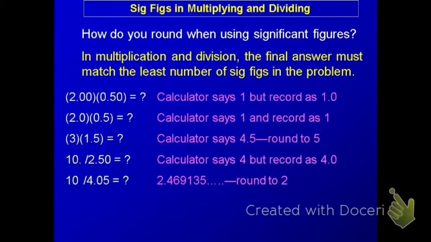Let's take 10, notice there's no decimal point, and divide it by 4.05. 10 has only one significant figure, so our answer can have only one significant figure. So the calculator says 2.469135, and so on. We have to round it to the first position, so we're going to record our answer as 2.